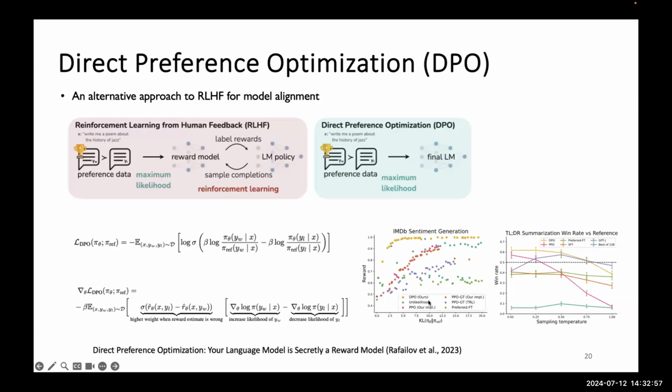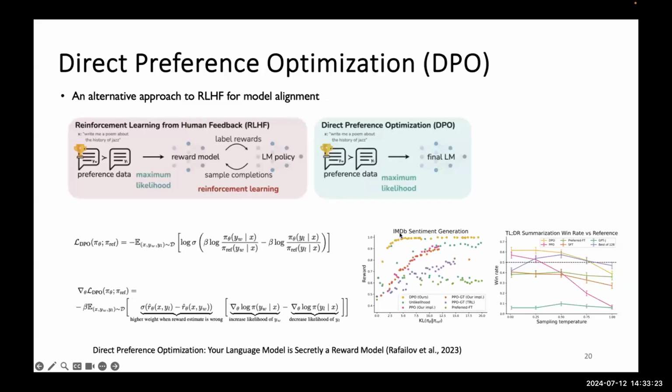And one of their plots in the paper is this. They use sentiment generation as one of their downstream tasks. What they show is the KL divergence of the model being trained with respect to the reference model is doing better with DPO compared to a PPO approach. That would be the RL-based approach.